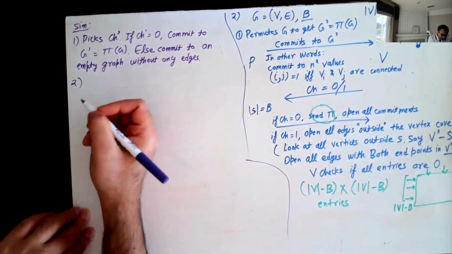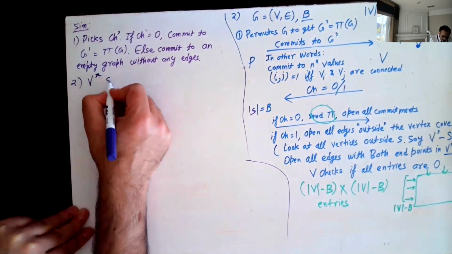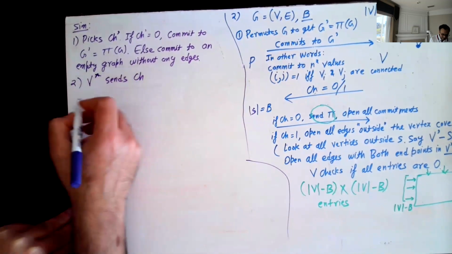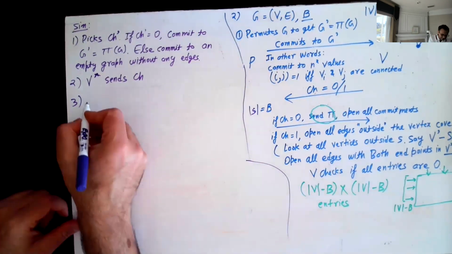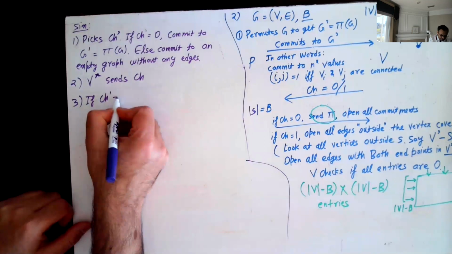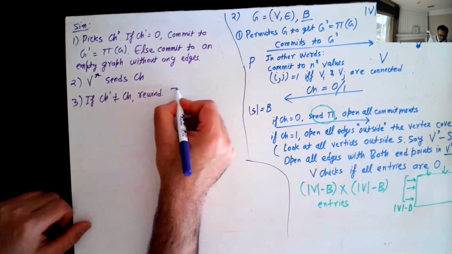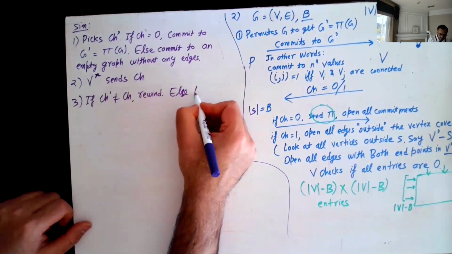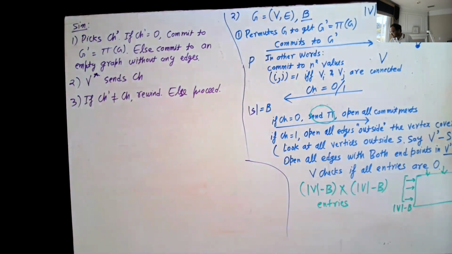Okay, the verifier V star sends CH. So if CH prime is different from CH, then you rewind. Else you can proceed. Right? So if CH prime and CH are the same, then clearly the simulator is going to be successful.